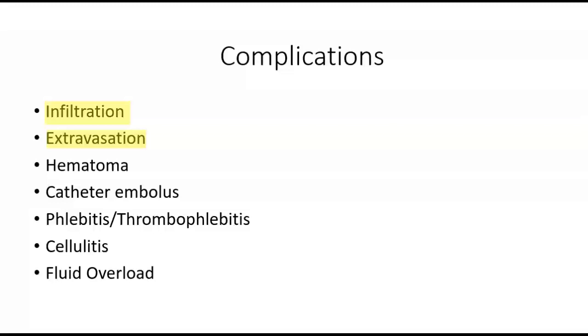Another complication is extravasation. Extravasation is just infiltration of a vesicant or tissue-damaging medication. So it's leakage of whatever's going through the catheter, but with extravasation, it's a really irritating vesicant that can cause damage. Findings would include pain, burning, redness, and swelling.